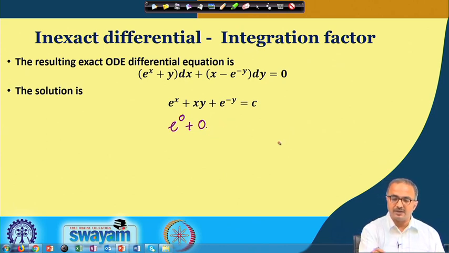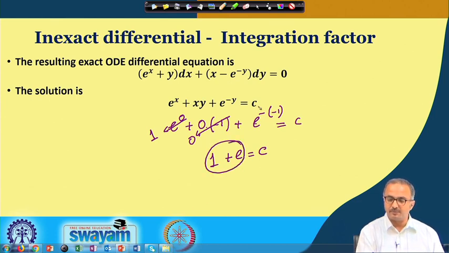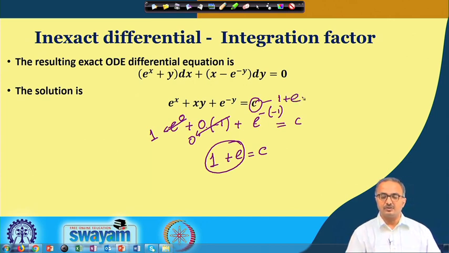So, you can put it as minus 1 over here, and plus e to the power minus of minus 1 equal to c. That means, this is going to give you 1, this is 0. So, 1 plus e equal to c, that means c equals this value. So, simply you can replace this c with 1 plus e. That is how you are able to get the value of c for this particular equation from the initial condition.